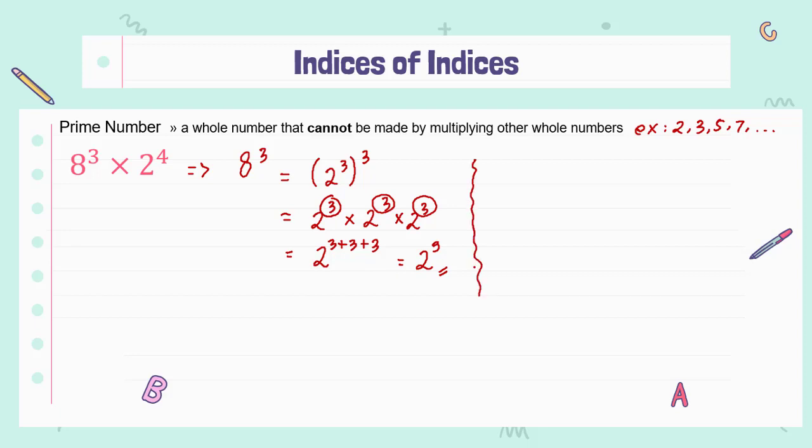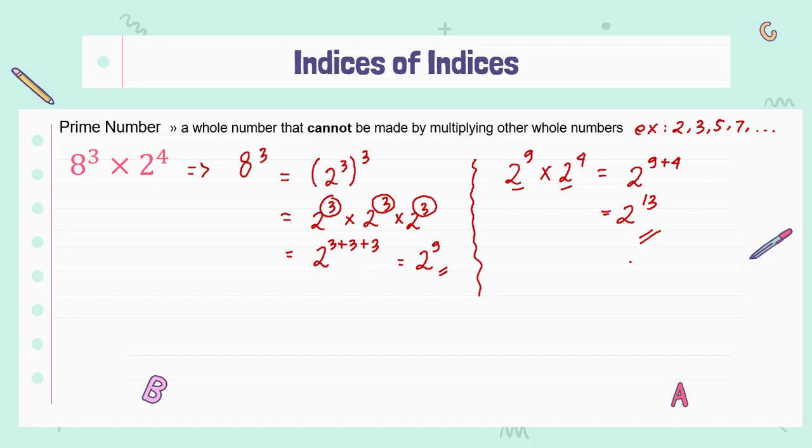How to solve it? Because 8 with the cube's power can be written as 2 with the 9th power times 2 with the 4th power. Can you see? Now they have the same base. And now you just need to solve it with our previous formula. 2, 9 plus 4 is equal to 2 with the 13th power. So this is the answer.